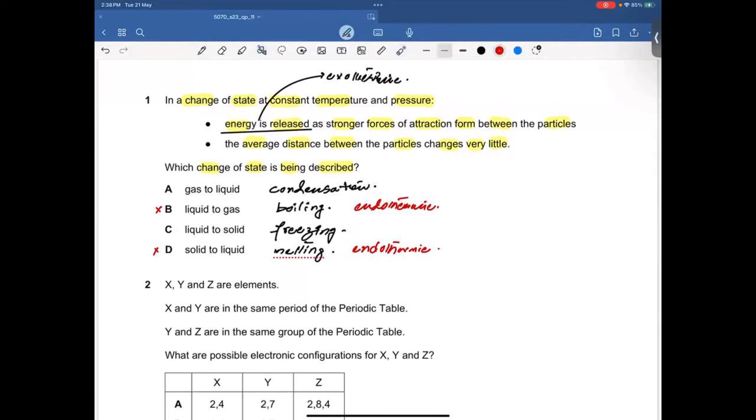The average distance between the particles changes very little. So gas to liquid and liquid to solid, very little. So basically A would be the right answer because from gas to liquid, there is a change in system from highly irregular to irregular, whereas in C, the arrangement of particles changes from irregular to highly ordered system. So he's asking for the very little change in the distance. Particles are very close together in this scenario, but here the particles are a little far away. So I believe A is going to be the right answer. I hope it makes sense to you.